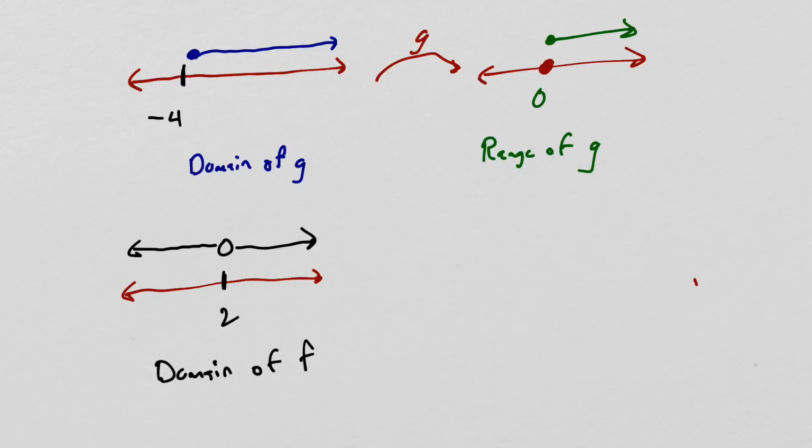So let me go ahead and superimpose the range of g onto the domain of f. And I'm only going to color in their intersection. So this is going to go from 0 to 2, but it's not going to include 2. And it's going to go from 2 to infinity, again not including 2. So this represents the domain of f composed with g.